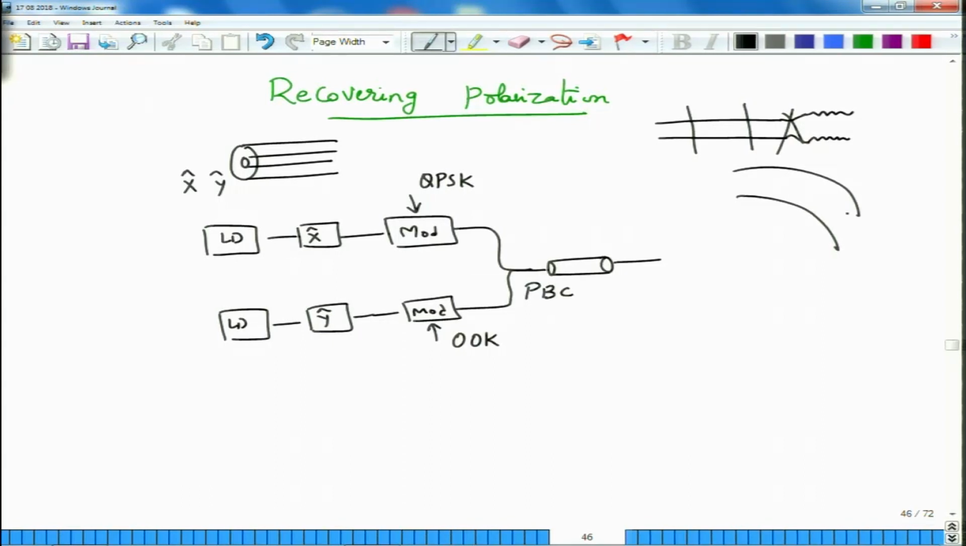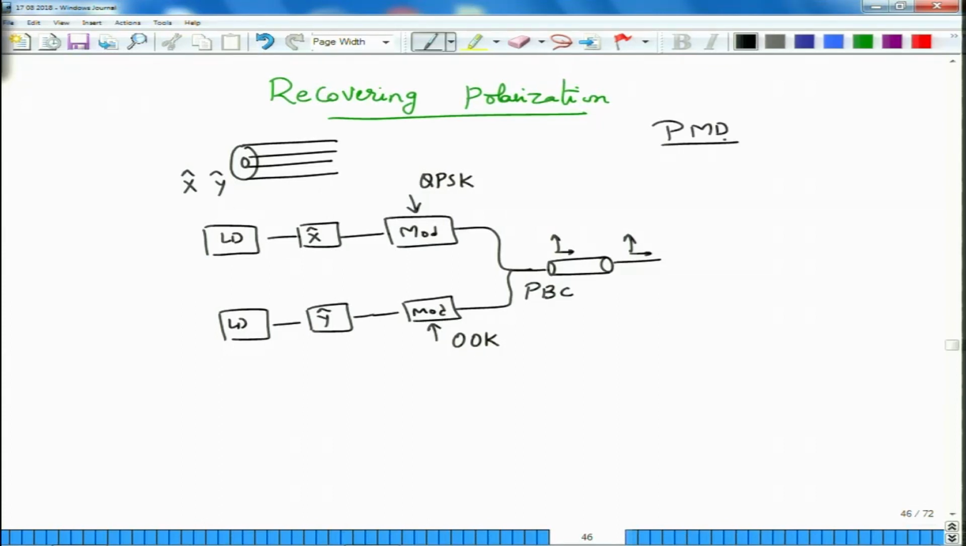So, in essence, if you consider an ideal fiber, then the two polarizations propagate independently of each other, and at the output they will be received as the two polarizations and there is no crosstalk between the two. We have already seen that when there is such crosstalk, it leads to what is called polarization mode dispersion, and as we saw, there is more than one type of polarization mode dispersion. But in addition to polarization mode dispersion, you will also have polarization dependent loss.